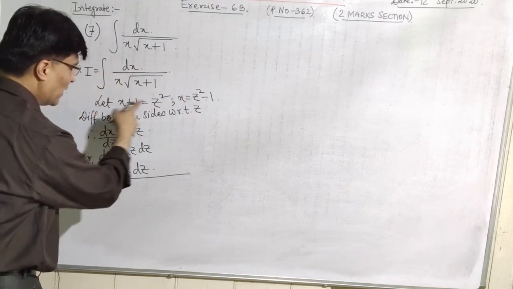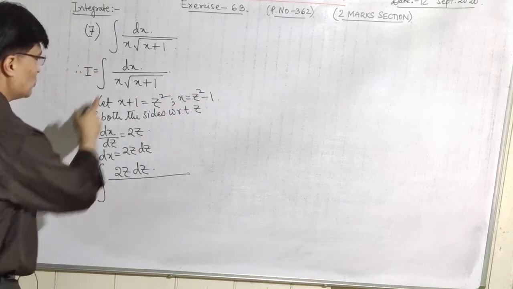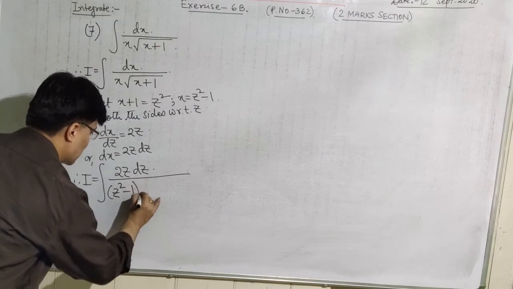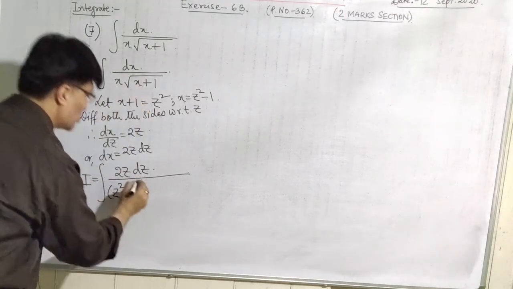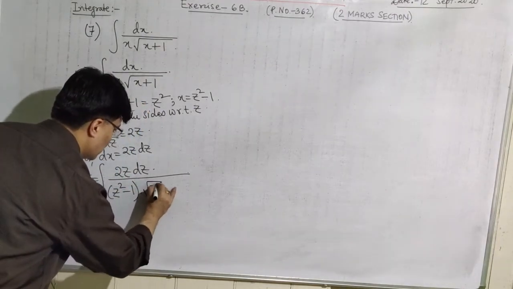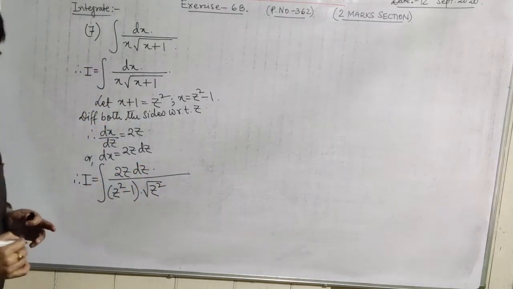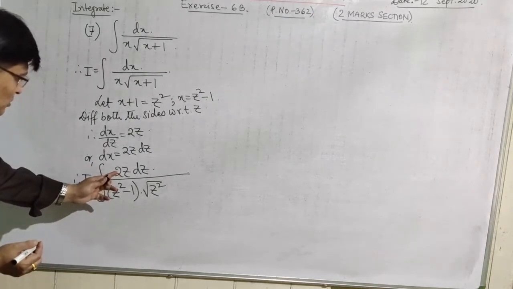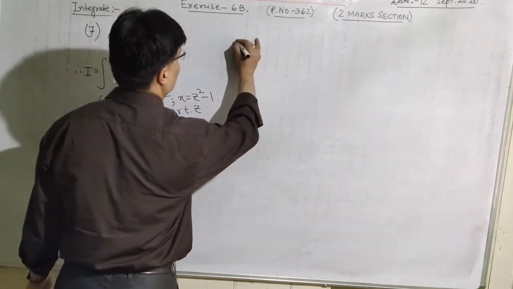From here, what is the value for x? It is z square minus 1. So we can put x here, that is z square minus 1, into within root z square. Here within root there is z square. Is that understood now? So in the next step, we can take this constant outside the integration sign.